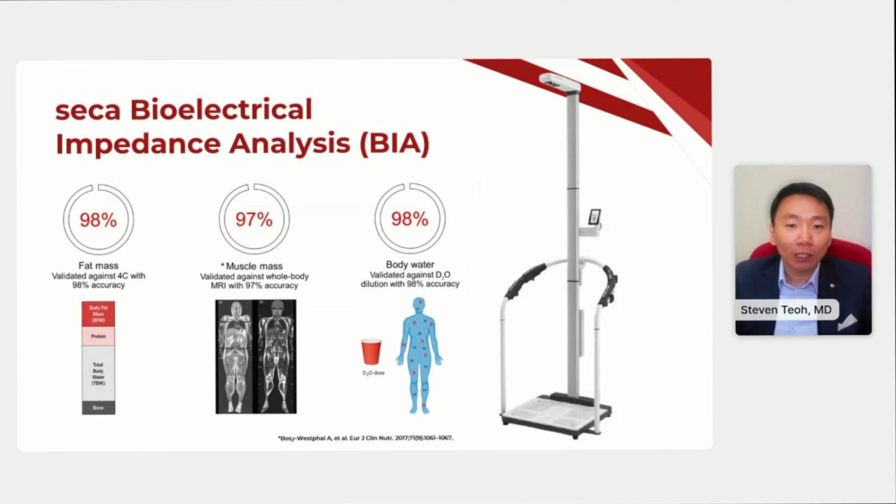The seca BIA system has validation data comparing muscle mass with full body MRI, fat mass with the 4C model, and total body water with deuterium dilution. And all these validation studies are up to 98% accuracy.